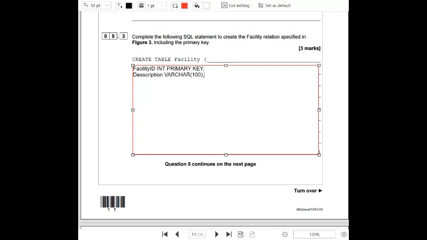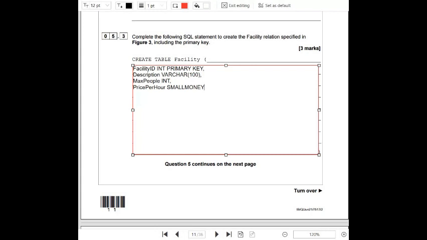Unless you put a comma at the end of every line, except for the last one, your code's not going to work because you're being a plonker. Then max people, so the maximum number that we can have, and that's going to be an integer, comma. And then we're going to have price per hour, small money, which I would have said currency. So code like that will get you 3 marks.